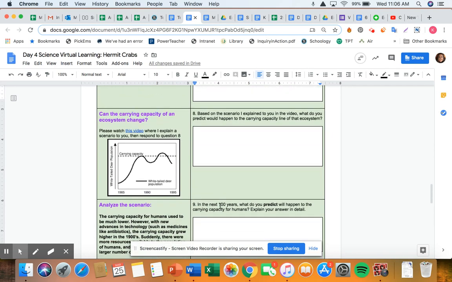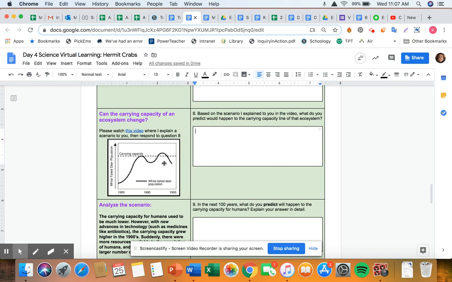And then we're going to start talking a little bit more about carrying capacity, and whether or not it's possible for that line of carrying capacity, that limit of what an ecosystem can hold, whether it's possible for that line to change. Okay, so you're going to watch a video here. You'll hear my voice. I'll be explaining a scenario to you, and then you're going to answer this question here.